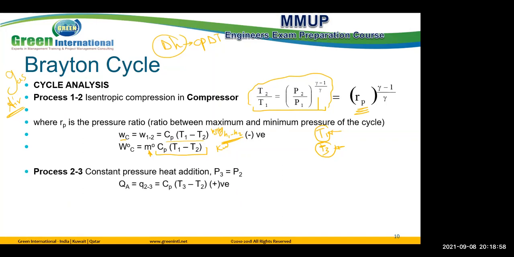From 2 to 3 is Q added, at constant pressure. So Q added is Cp delta T, which is T3 minus T2. Whatever the unit here is.